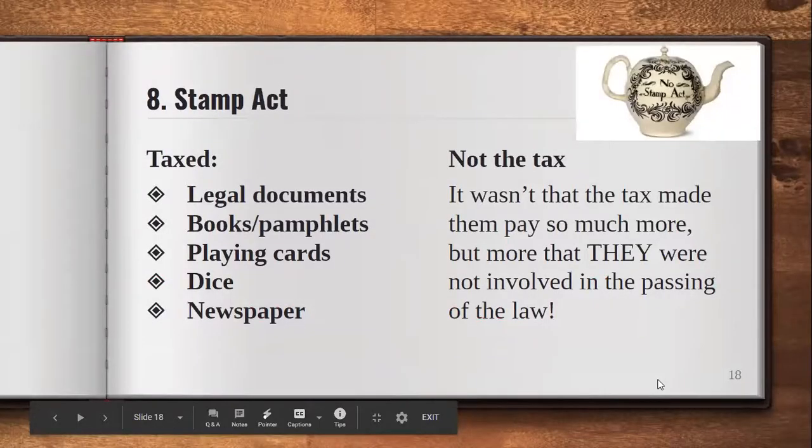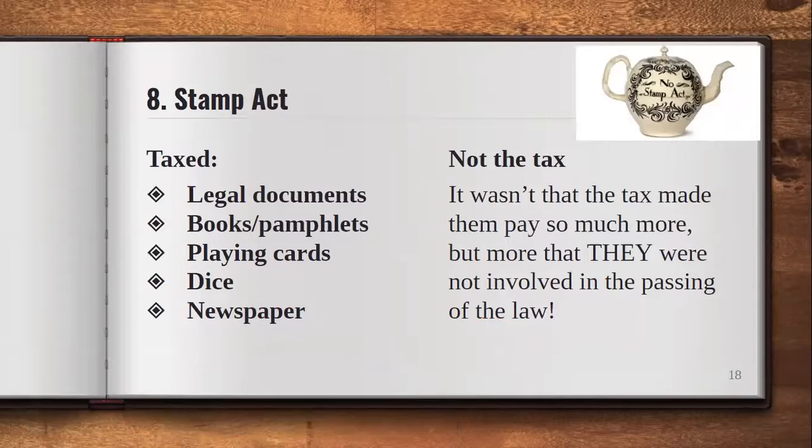Okay, number 8, the Stamp Act. It taxed things like legal documents, books and pamphlets, playing cards, dice, newspapers. But remember, it wasn't the Stamp Act tax itself that bothered them. Okay, so I have to pay a little bit more for a book than I would have otherwise. I have to pay a tax. That's not what's bothering them. What's bothering them is that nobody asked them.